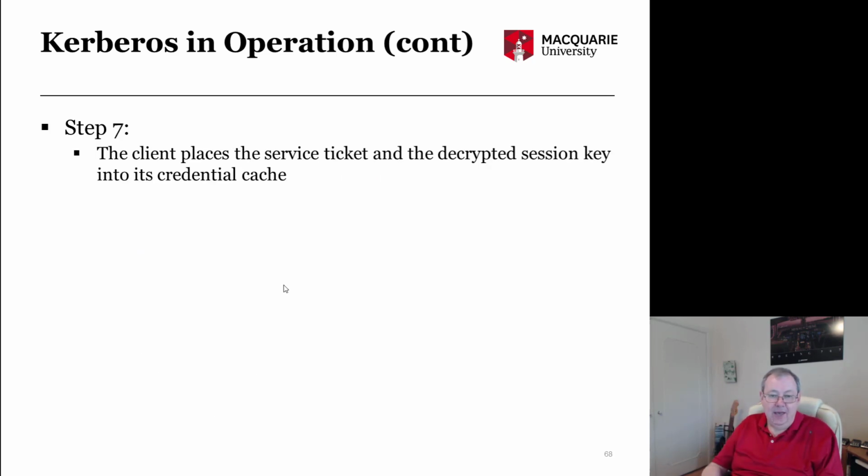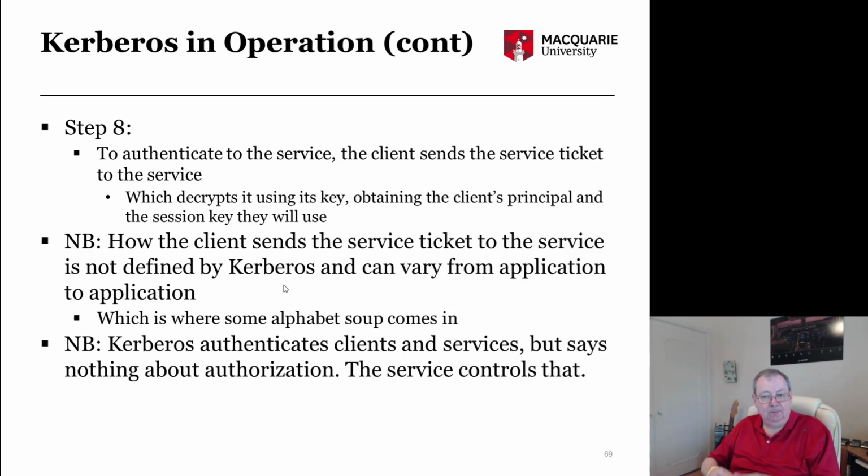Now, the client then decrypts that. It places the service ticket and the related decrypted session key into its credential cache. Now, the client needs to turn around and talk to the database, and it sends the service ticket to the service, and the database service decrypts it using its key. Remember, that service ticket is encrypted with the database service's key, and it gets out the client's principal name and the session key that they're going to use.